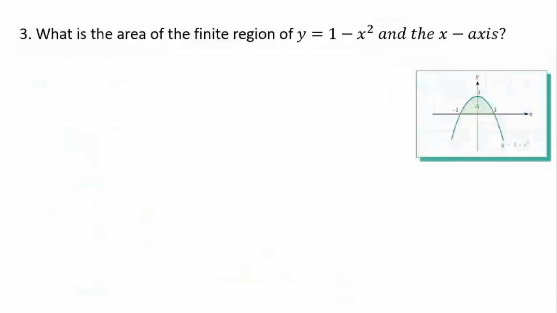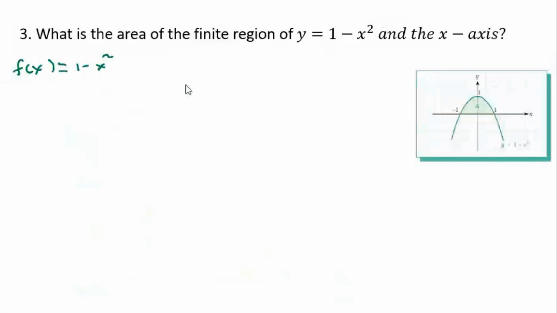Okay, for number 3, the question is, what is the area of the finite region of y equals 1 minus x squared and the x-axis? So in this problem, the intervals or the limits are not given. So we're going to find first the limits. To solve for that, we're going to write here f of x. f of x stands for y. So f of x equals 1 minus x squared.